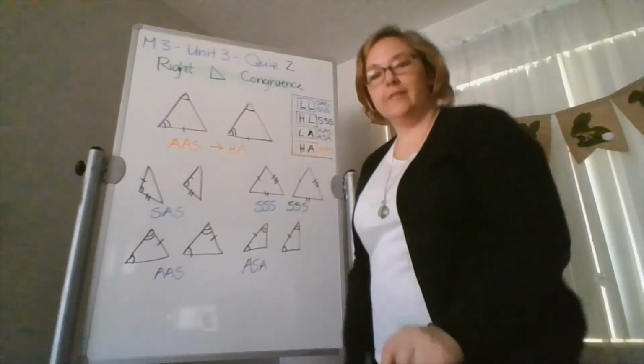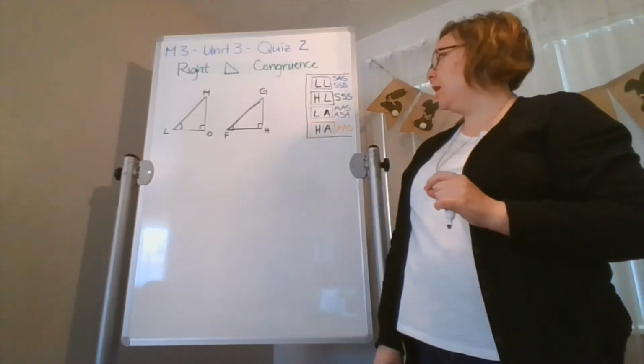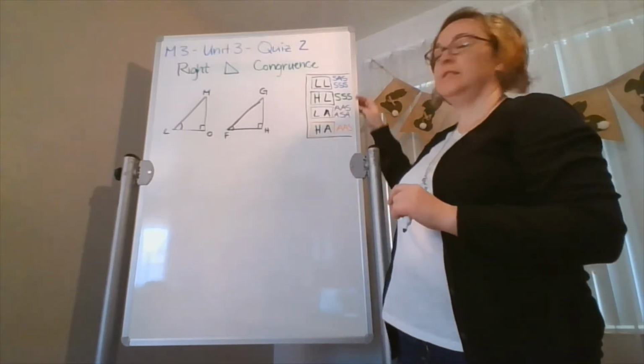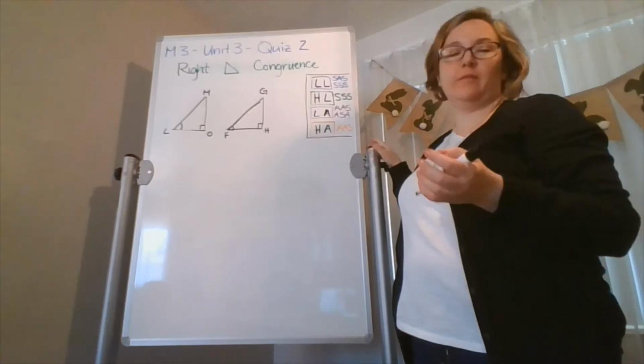Sorry about forgetting that. Okay, I'm going to go through a few examples with you to identify if two right triangles are congruent or not. We still have our list of possible theorems that would make it possible.